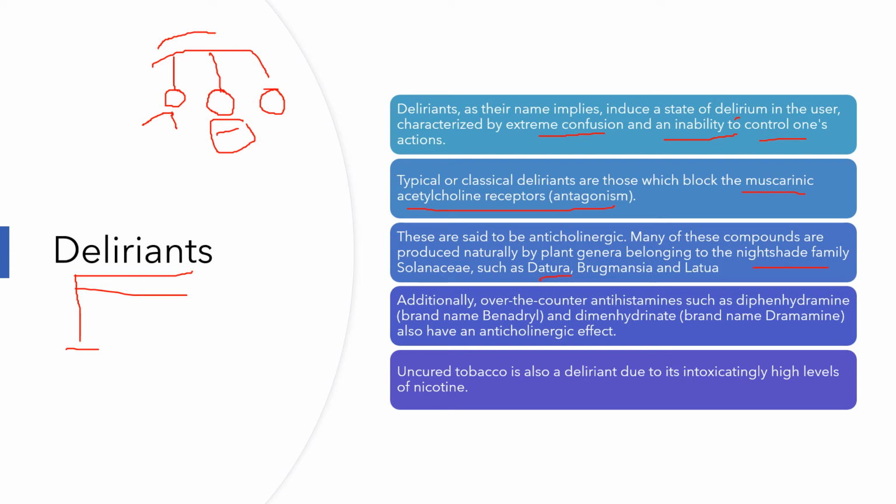Additionally, over-the-counter antihistamines such as diphenhydramine, sold under the brand name Benadryl, and dimenhydrinate have anticholinergic effects. There are other drugs which have anticholinergic effects, but these are much more potent than the other ones. Even uncured tobacco can be a deliriant due to the intoxicating high levels of nicotine.